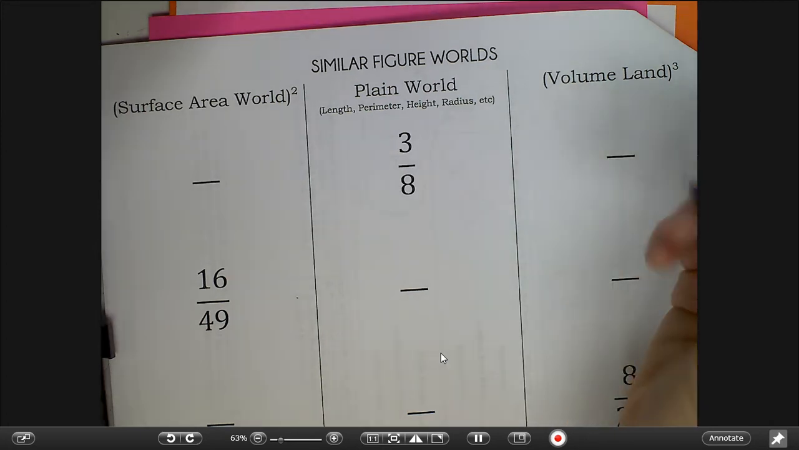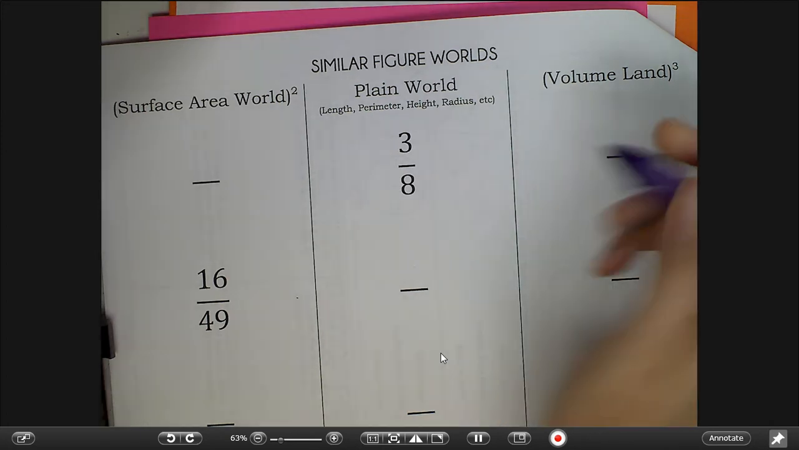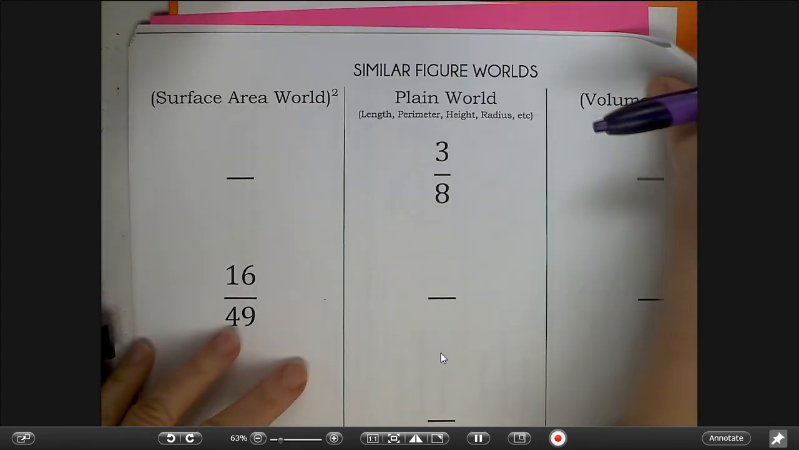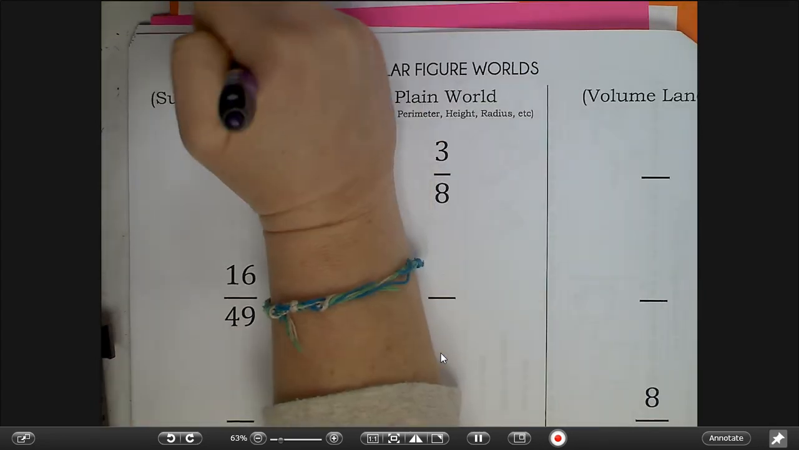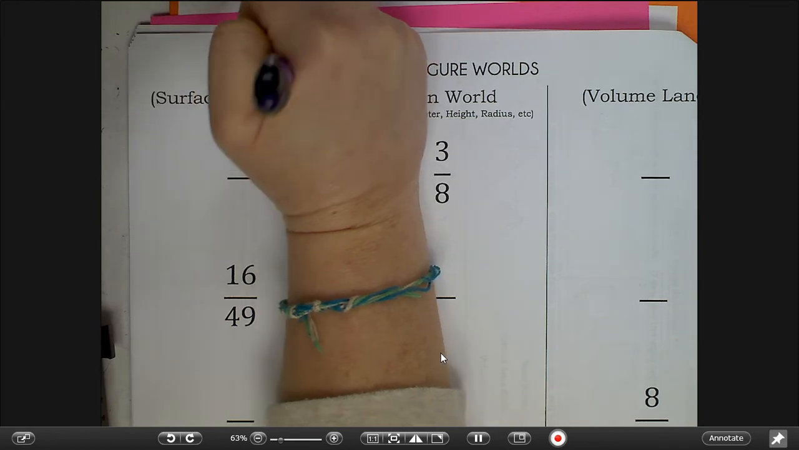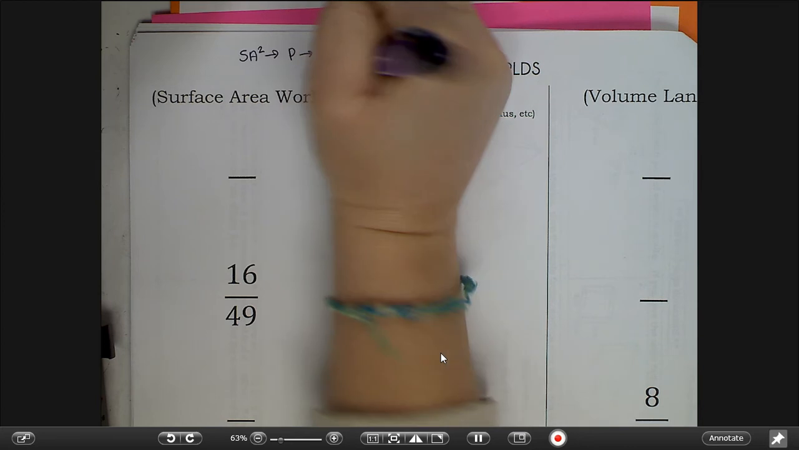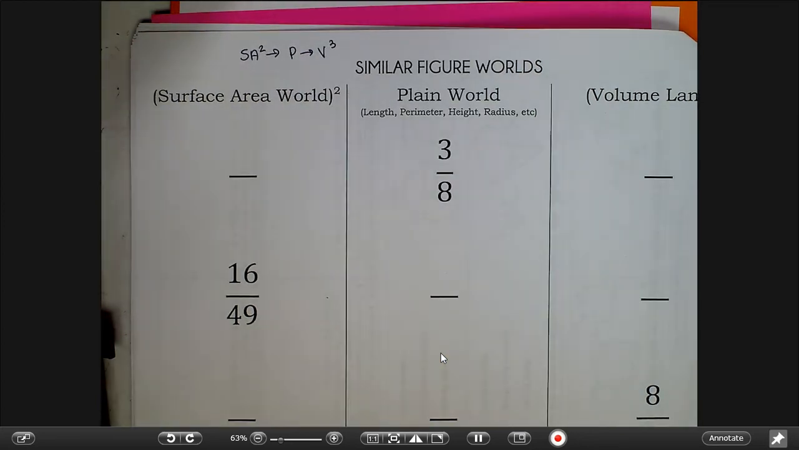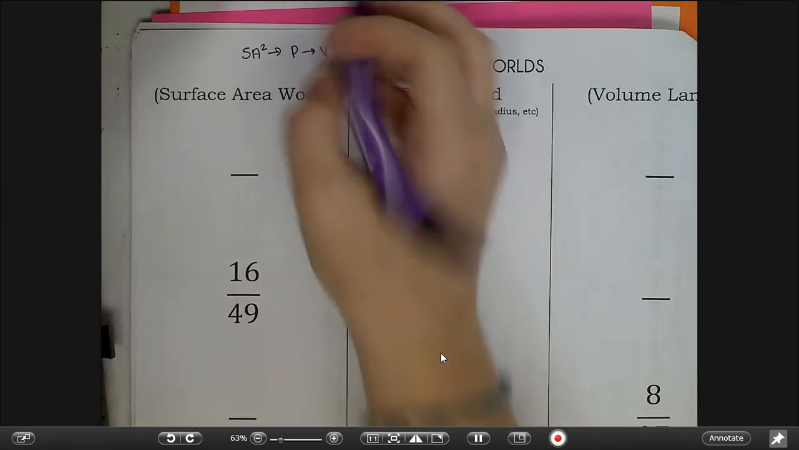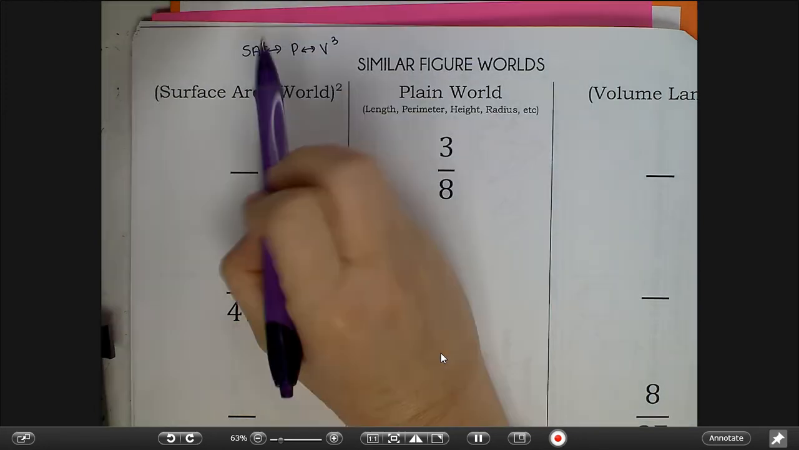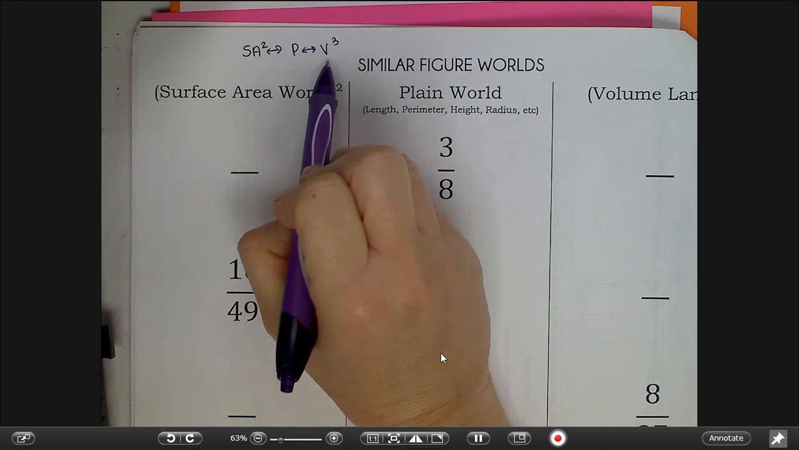But now we're going to look at what would happen if we're given one surface area in one dimension and have to switch to a different dimension. So the thing that I always do is I make this little kind of, I don't know what to call it. It's not a mnemonic device, but it helps me remember. So this is how you change between worlds. I guess maybe it would be better to put a double arrow. So surface area world, plane world, and volume world.